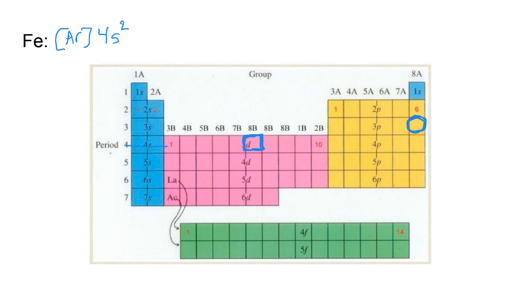And then the next thing that fills up, this is where, in row 4, things start to fill up out of order. My next thing that fills up is 3d. And I have 3d 1, 2, 3, 4, 5, 6, 3d6.